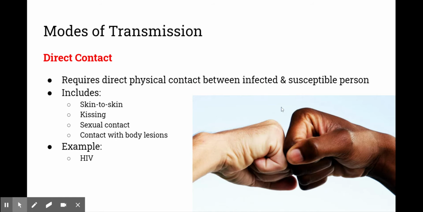Direct contact mode of transmission requires direct, close physical contact between an infected person and a susceptible person. It includes skin to skin contact, kissing, sexual contact, or close contact with body lesions. HIV is an example of a disease that requires direct contact. It's another reason why HIV doesn't have a particularly high R naught, because it's a little slower and harder to pass the disease compared to a disease that is spread through the air.